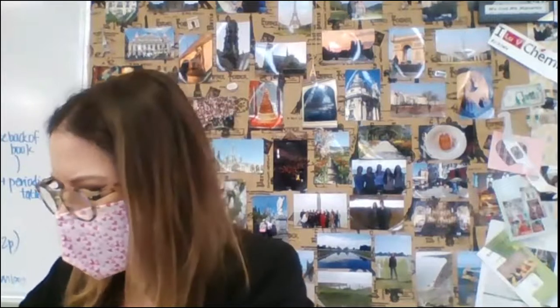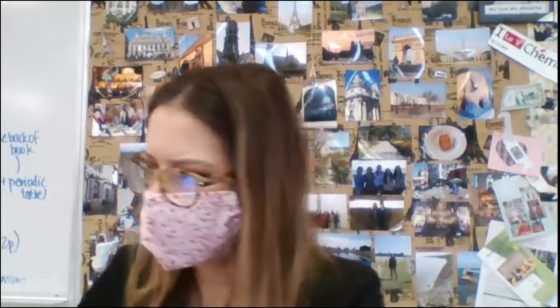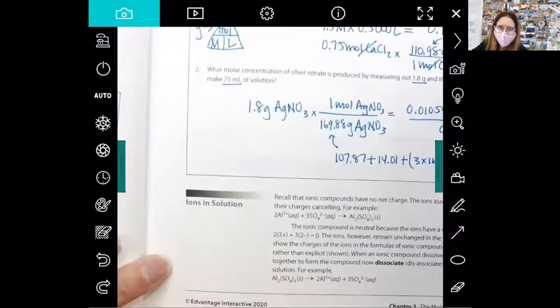Okay, so I need to finish the section on molar concentration. So this is section 3.6, ions in solution, on page 139. So I'm going to share my screen. And we're going to take a look down here.